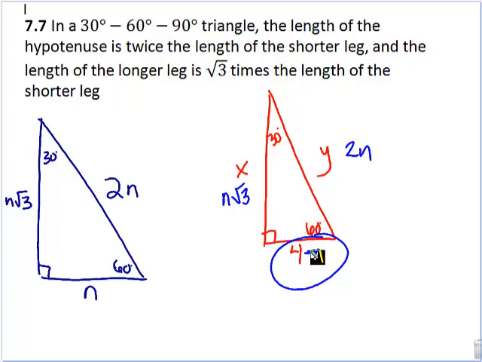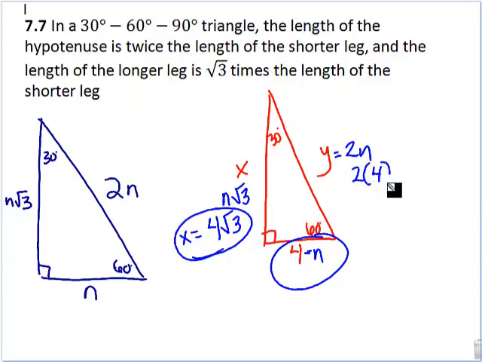So now if I want to find x, x here says n square root of 3, but our n is really 4, so this is 4 square root of 3 is our x. It would be 8 for y. Yeah. 2 times 4. So y is equal to 2n. 2 times 4, when we replace our n with 4, is 8. So y would be 8.